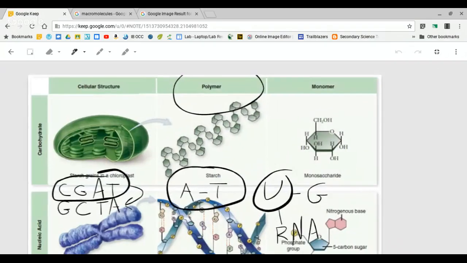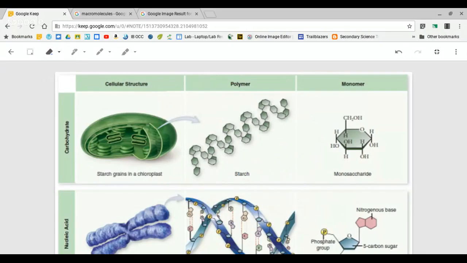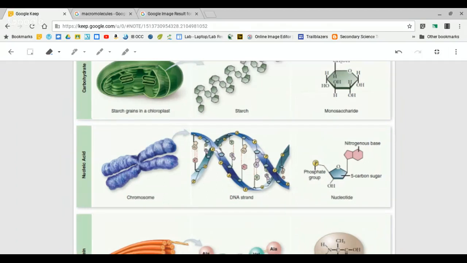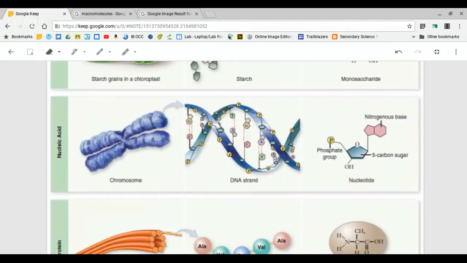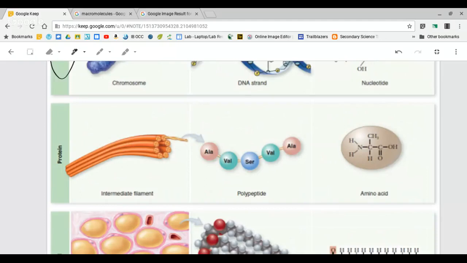Monomers are like starch and monosaccharides. They are just sugars used for energy. Carbohydrates. Nucleic acids, that's your DNA, used to store genetic information. Nucleic acids also include ATP. So not only is it DNA, but it's also ATP. Those are both categorized as nucleic acids. Proteins do absolutely everything.